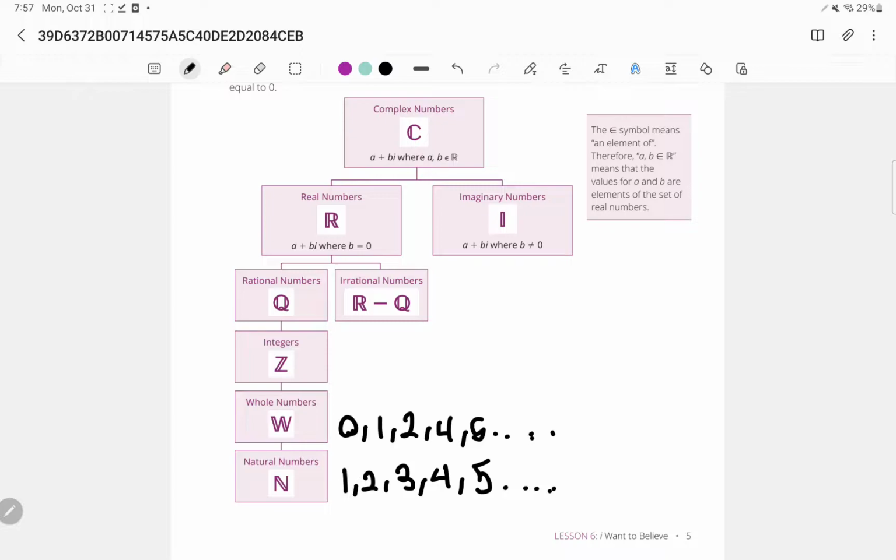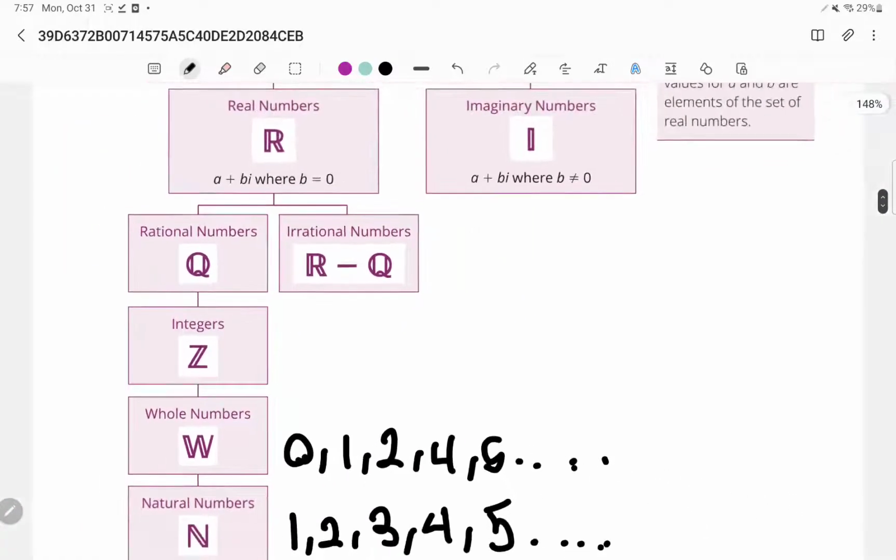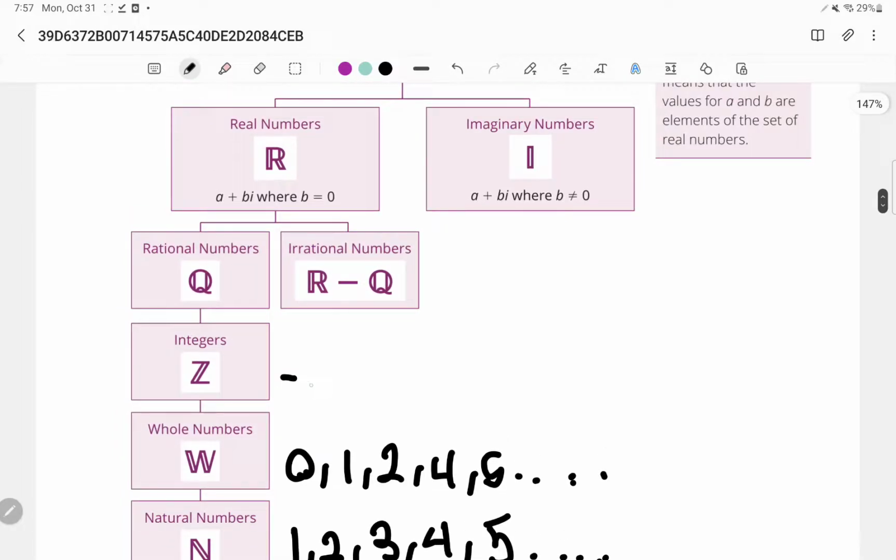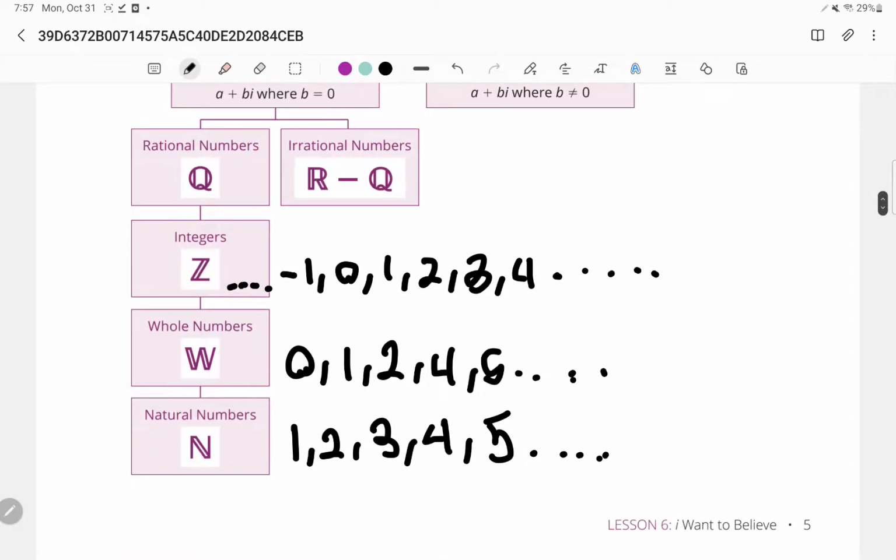Now integers, that's when we start introducing negatives. So we're going to start with -1, 0, 1, 2, 3, 4, and it goes forever, but this time it goes forever on both sides, the negative side and the positive side. So that's the first 3 types of numbers. Natural numbers, 1 to infinity. Whole numbers start from 0 up. Integers, we start implementing negatives.